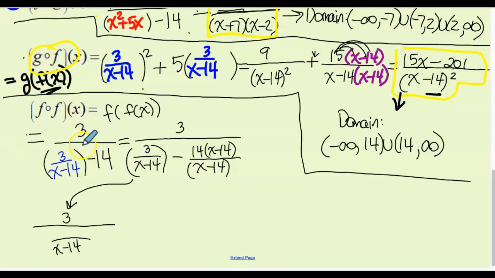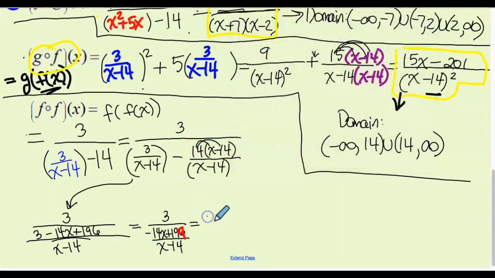Oh, there we go. Sorry about that. 3 on top. X minus 14 is the denominator on the bottom. So it's going to be 3 minus 14x, and then 14 times 14, it's negative, negative, so that's a positive 196. Clean it up as much as we possibly can so we can figure out the domain. So we have 3 minus 196, that's a mistake, hold on just a minute. 3 plus 196, that'd be 199.